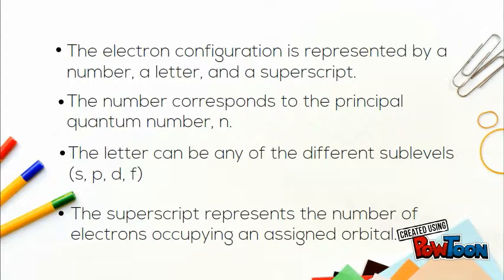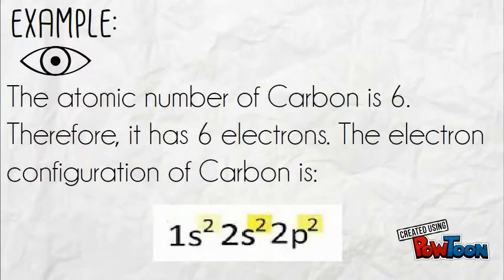The number corresponds to the principal quantum number n. The letter can be any of the different sublevels S, P, D, F. The superscript represents the number of electrons occupying an assigned orbital. Example: the atomic number of carbon is 6, therefore it has 6 electrons. The electron configuration of carbon is represented by the picture below.